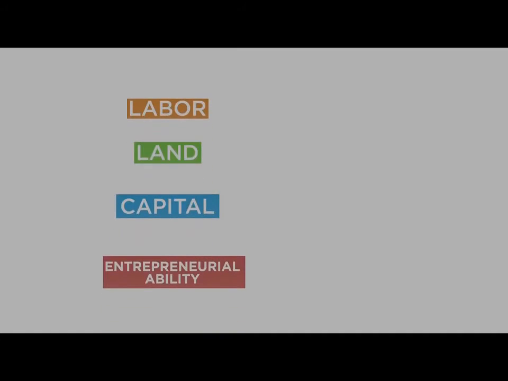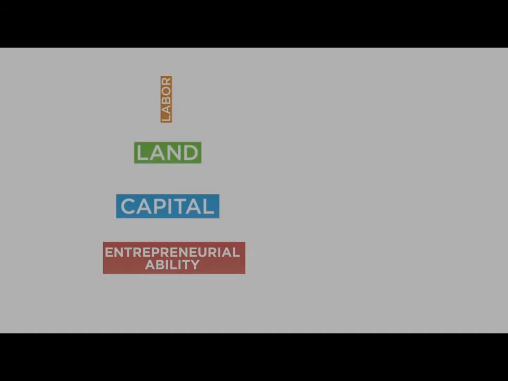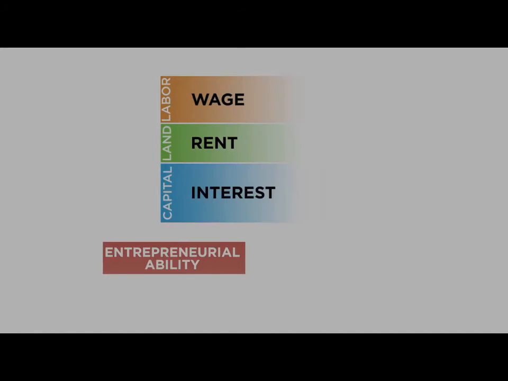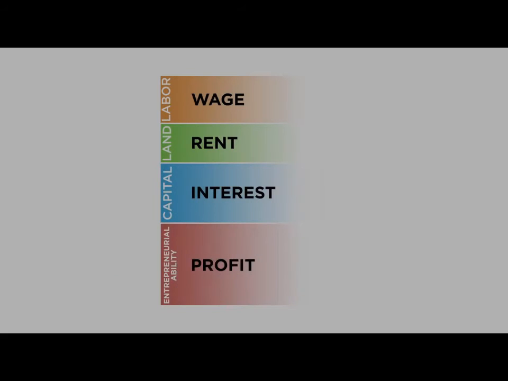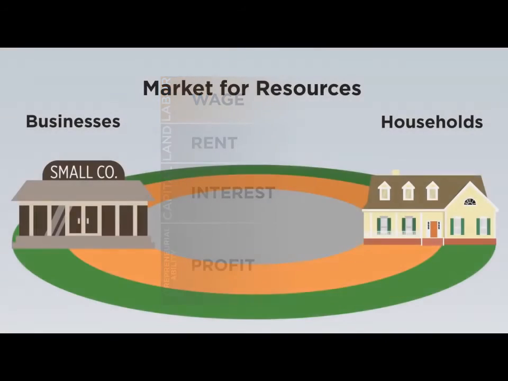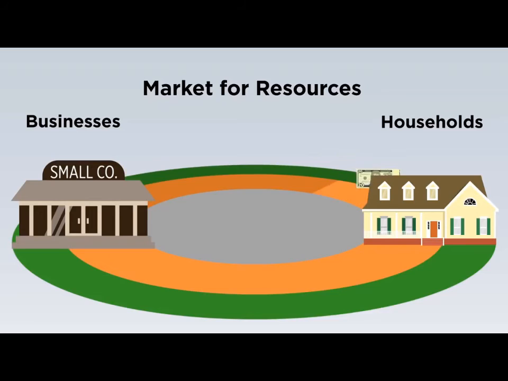In exchange for their resources, households earn income. Each resource has its own income category. Households receive wages for their labor, rent for use of their land, interest for use of their capital, and profit for their entrepreneurial ability. For working at the diner, your income would be paid in the form of a paycheck at the end of the month. So, in the market for resources, households sell resources and businesses buy resources. The resources flow one way, and money flows the other.